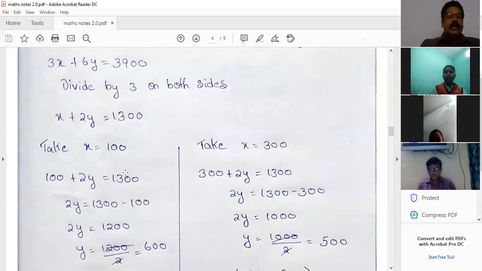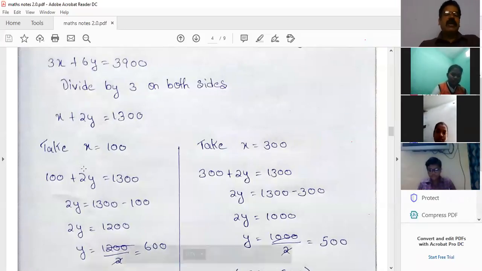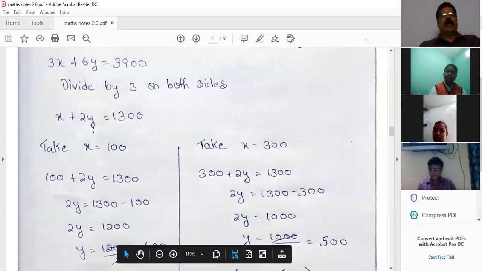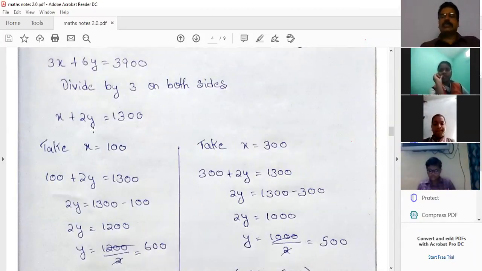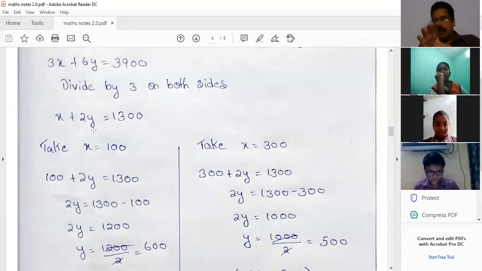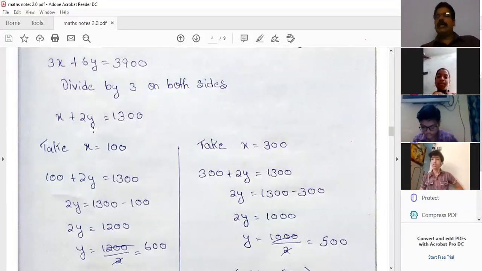Now, here 1300 is the number. If I take 1, what happens? I get 1291, I get a fraction. That's why I can take values in hundreds. Then y will also come in hundreds only. Then I can change the scale. Now I cannot take 1 centimeter equal to 1 unit; I can take 1 centimeter equal to 100 units. That's why I have taken 100.